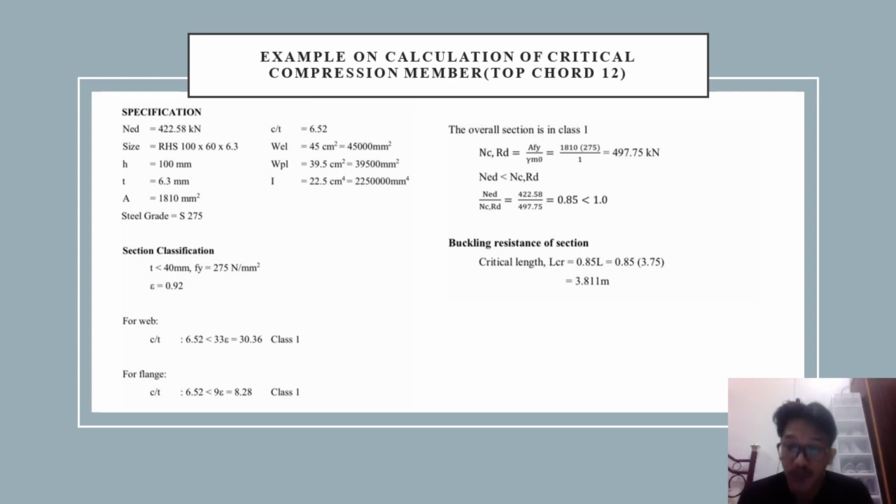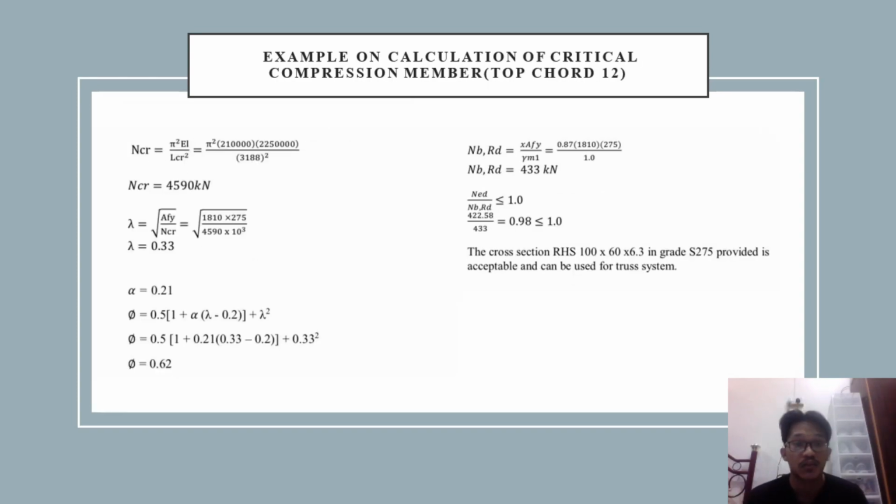So we have to find the buckling resistance of the section. We got the critical length L_cr, which is 3.819 meters. We have to find N_cr, which is equal to pi squared EI divided by L_cr squared, which is 4,590 per meter. Find the lambda, we got 0.23, the alpha is 0.1, so the phi is 0.62. We have to find N_b,Rd, chi A fy divided by gamma M1, which is 433 N. N_Ed divided by N_b,Rd, we got 0.98, which is less than 1.0.